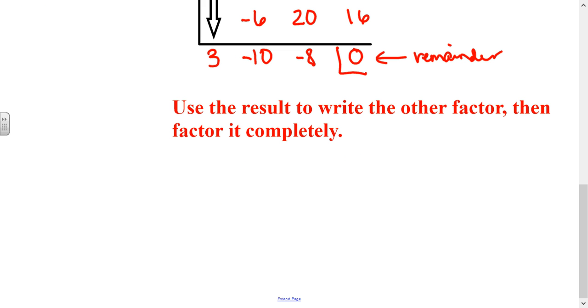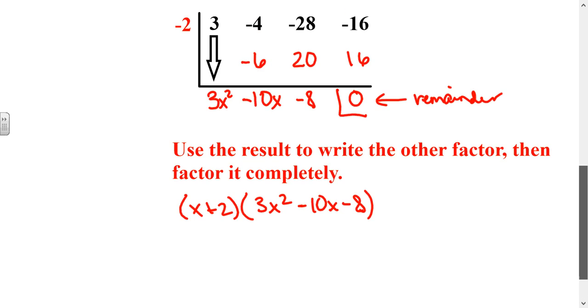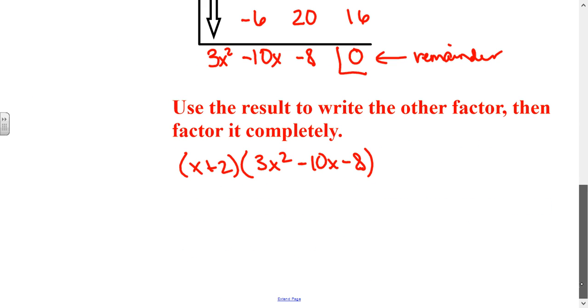This means, remember, this is the constant, this is the one that has the x, and this is the one that has the x squared. You just count forwards. So this would mean that I would take x plus 2 times 3x squared minus 10x minus 8, and that would give me what I started with. Well, I need to see if this is factored completely.